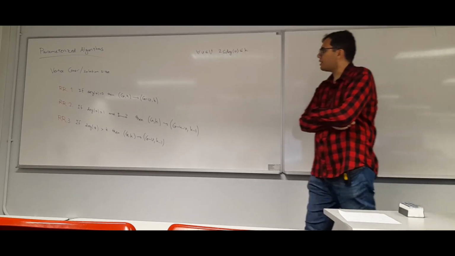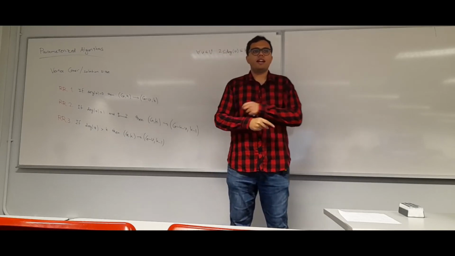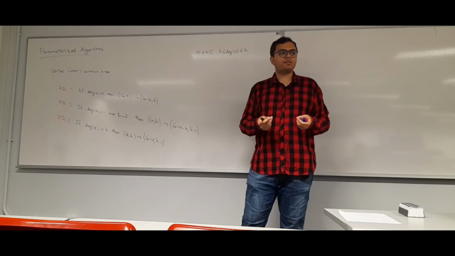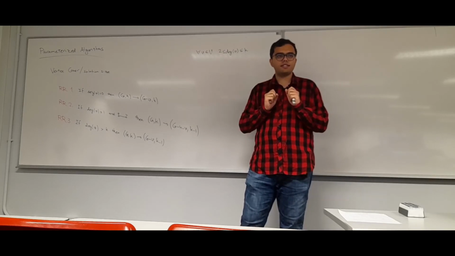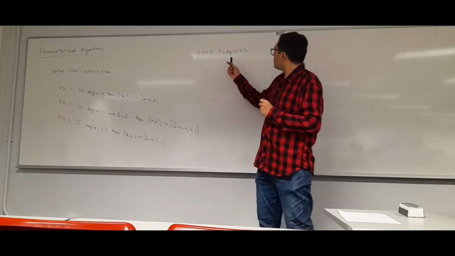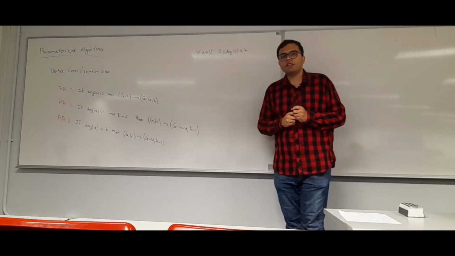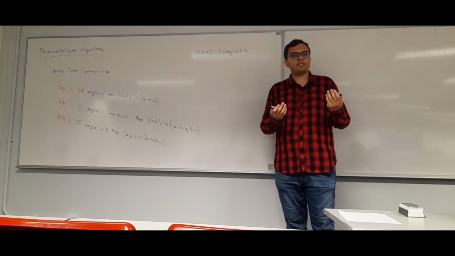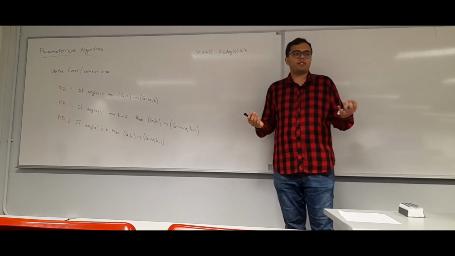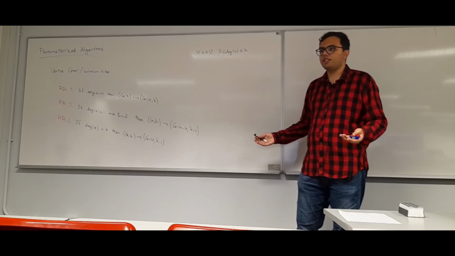Now, here's the thing. Suppose that the answer is yes. Suppose that my graph has a vertex cover of size K. So I should be able to choose K vertices that cover all of my edges. But every vertex can cover at most K edges. So if I have more than K squared edges at this point, I know that the answer is definitely no. Because there is no way I can choose K vertices that cover more than K squared edges.